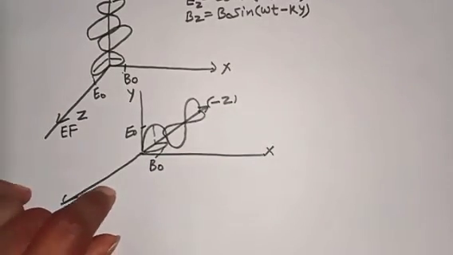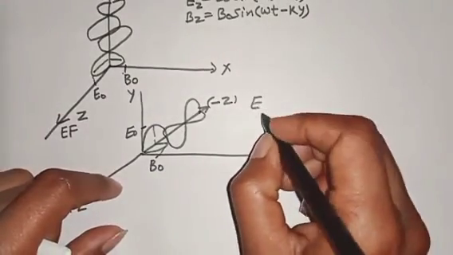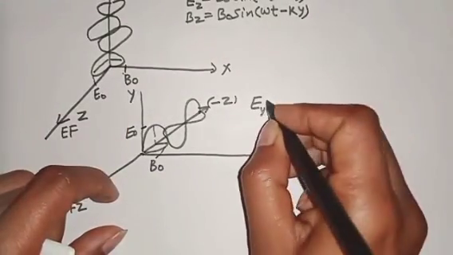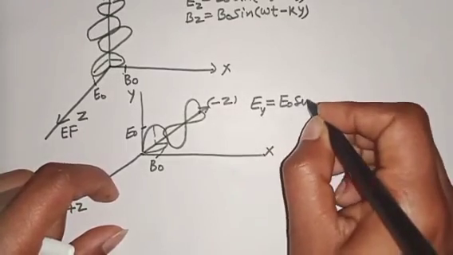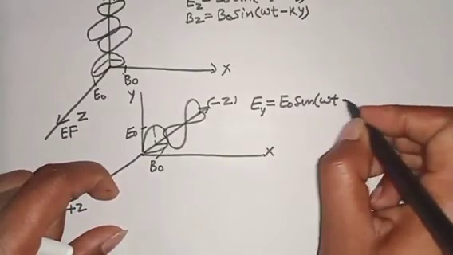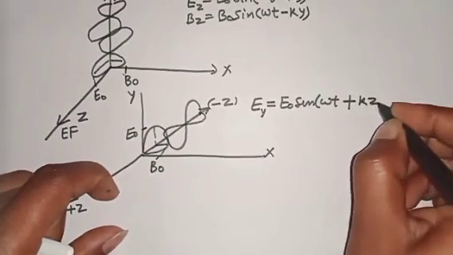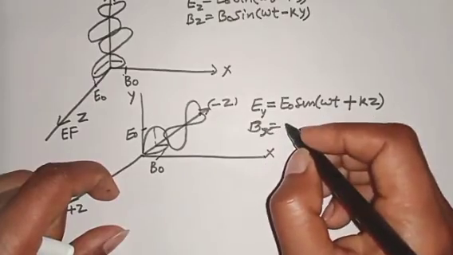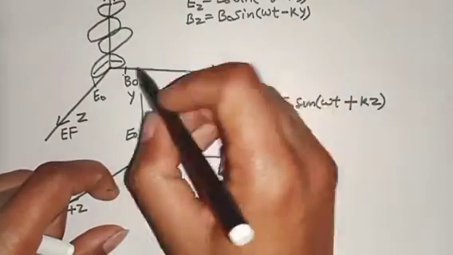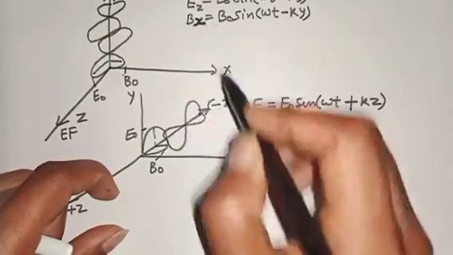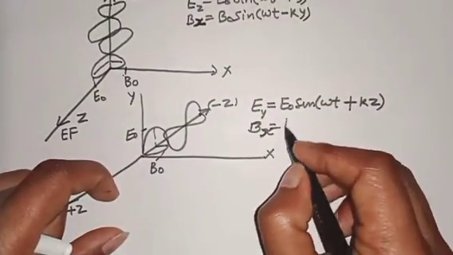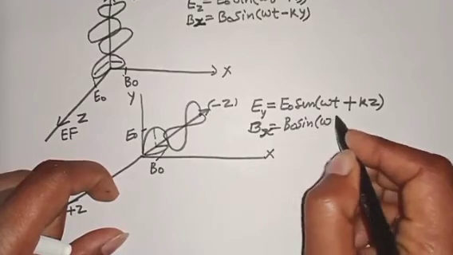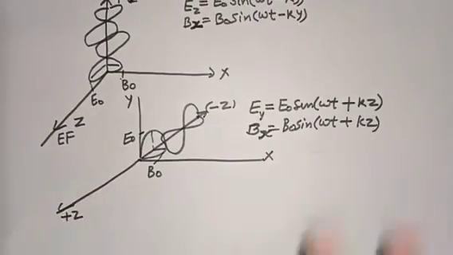So what will be the equation? For electric field, this time electric field vibration along y-axis is equal to E naught sine omega t plus kz. And in the same way, B is along x-axis, so Bx equal to B naught sine omega t plus kz. So this is how we have to deal with these directions given in the question and the equations related to them.